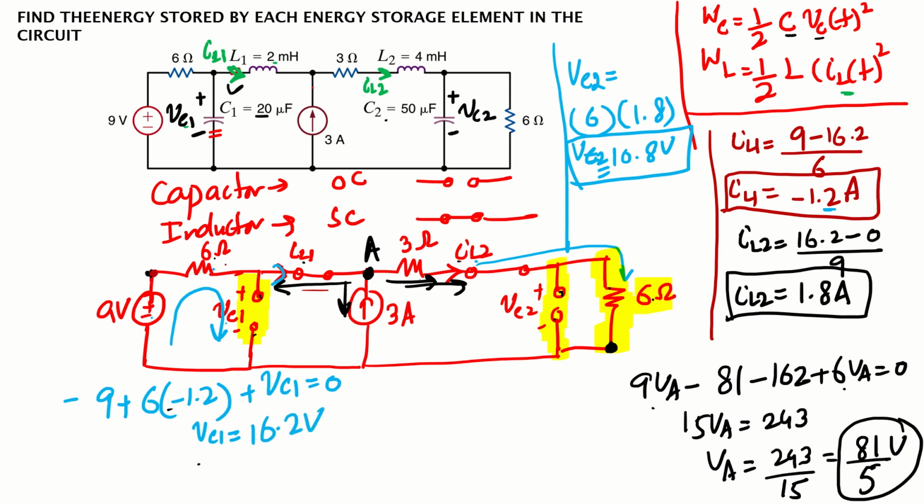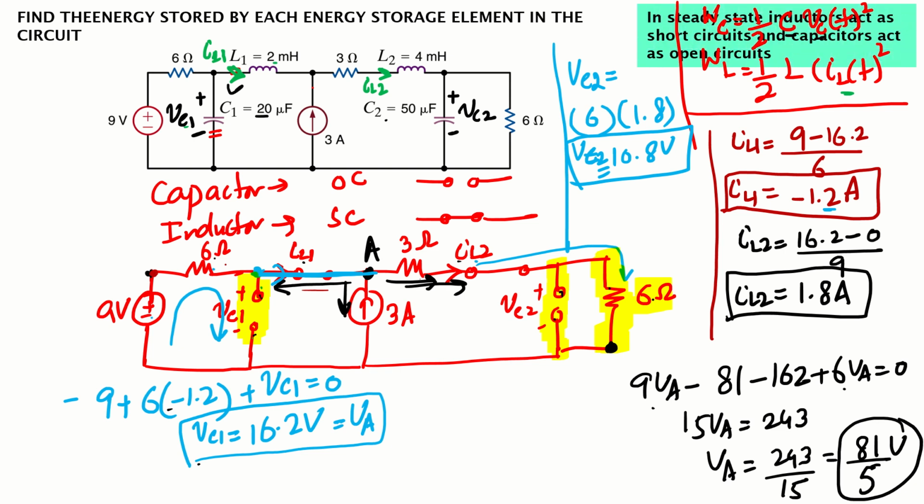So the voltage drop here will be VC1, or we can find it directly also. Basically the voltage drop here is the voltage at this node, right? This node is connected here, and this node has the same voltage, so we can get it directly also. That is VC1. So we have found the value of all the voltages and all the currents. Now we can easily calculate the energies.